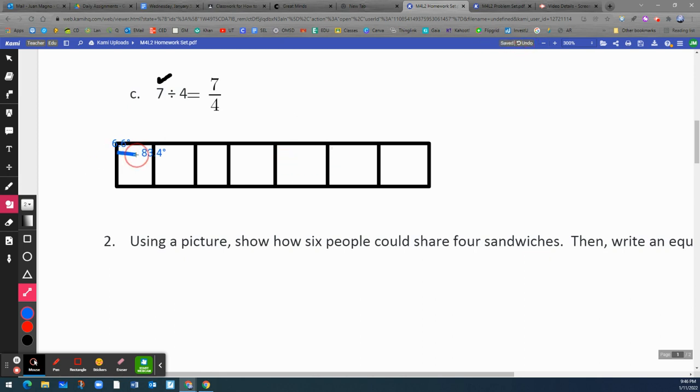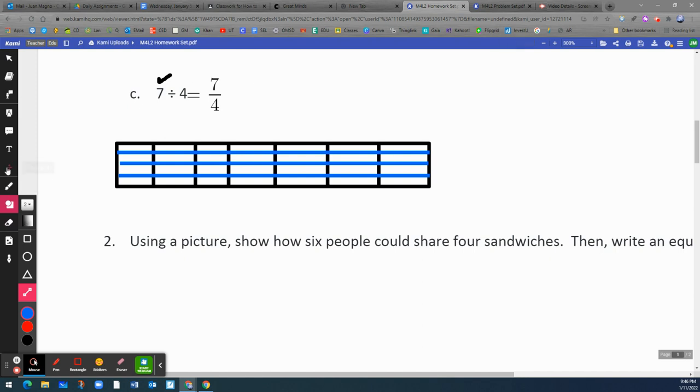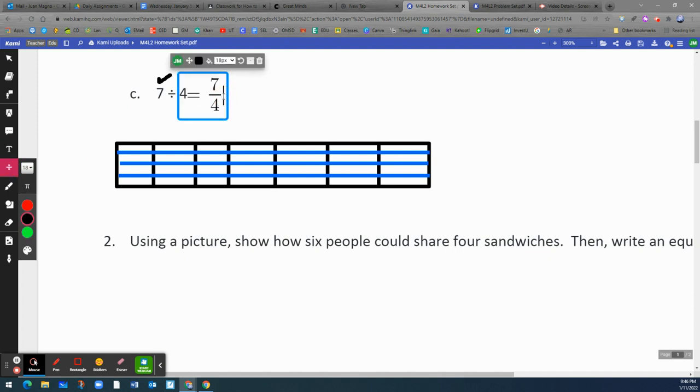Let's see if this works. Yes, it does. Okay, so we're going to divide this by 4. Each whole out of the 7 has to be divided into 4 parts. So now we can see that each whole has fourths. So this is how you would rewrite this division as a unit form.